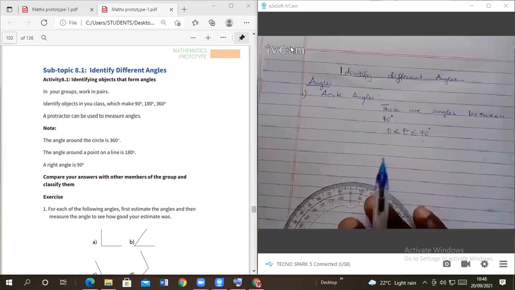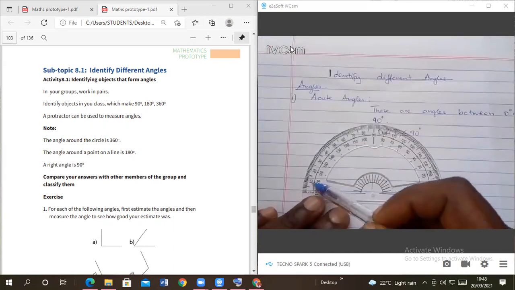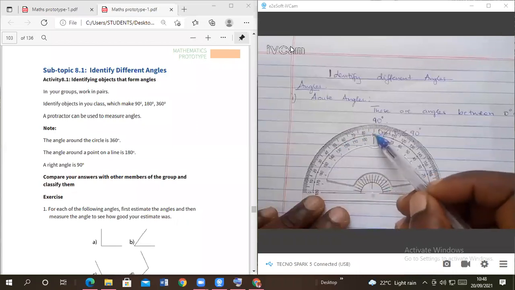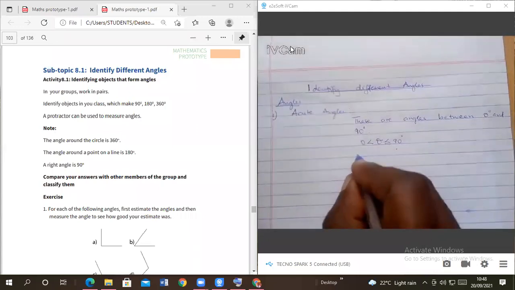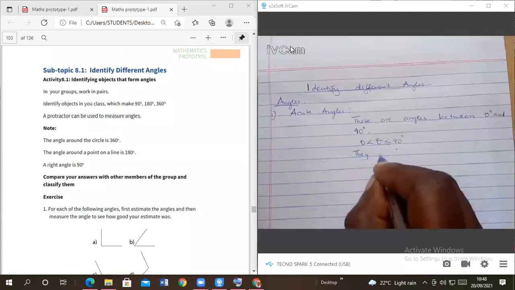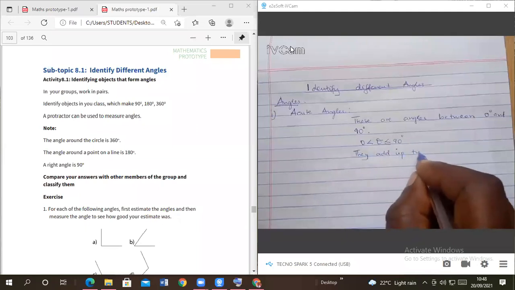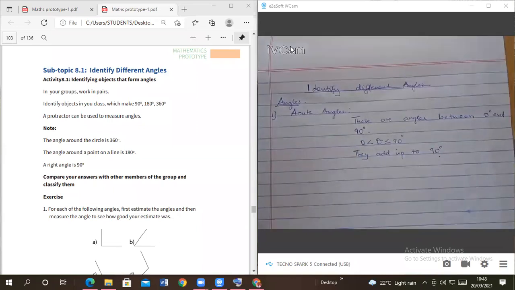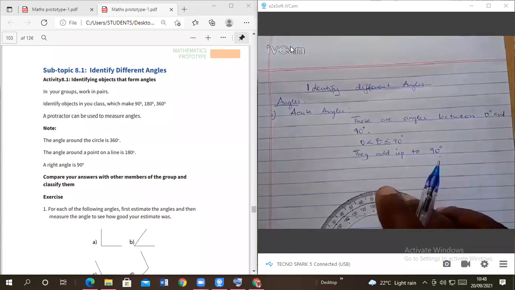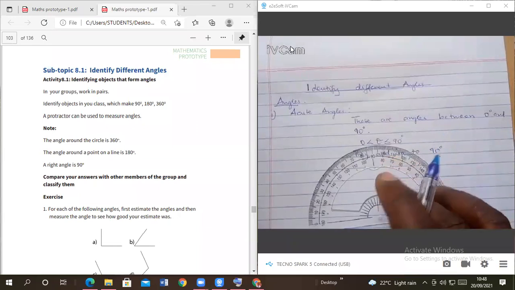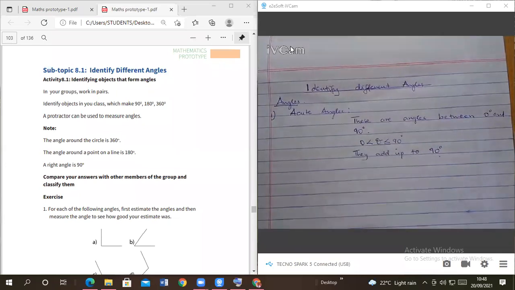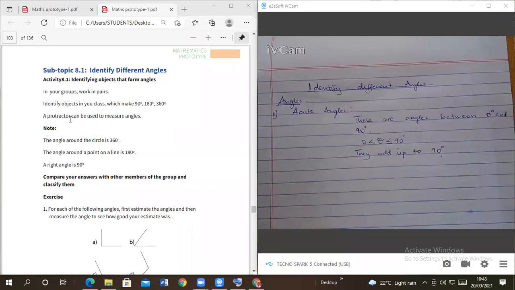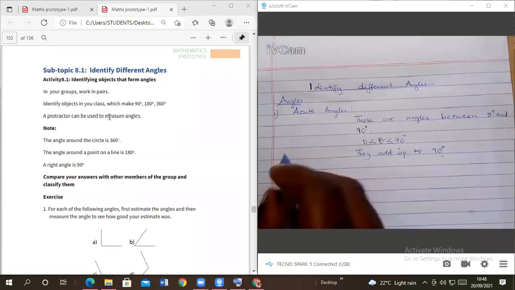You can give me very many examples. We have 10, 20, 30, 40, 50, 60, 80, and 90 itself. So all those are acute angles. Now you should know that acute angles add up to 90 degrees. When you use your protractor, we shall look at the use of the protractor there.